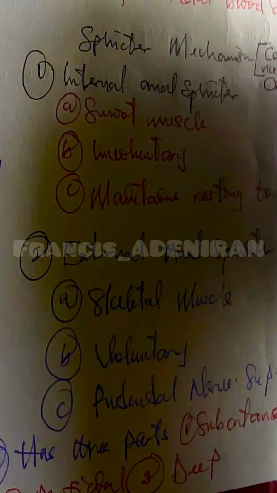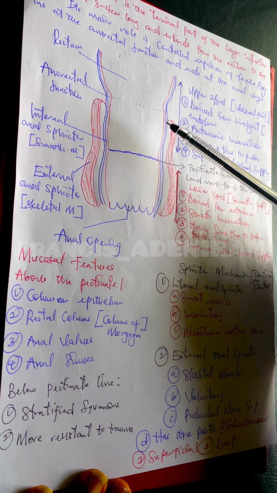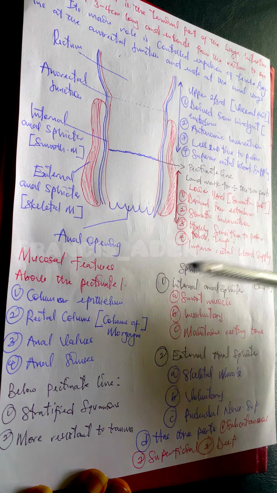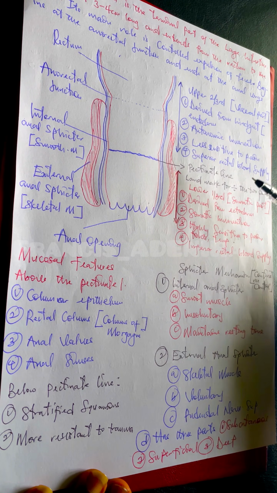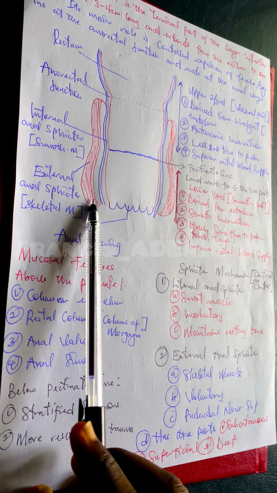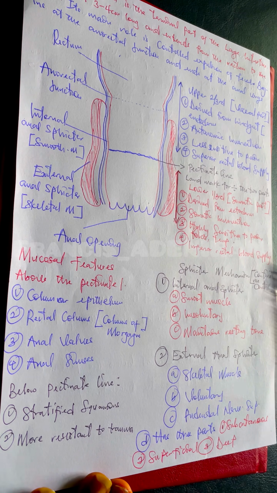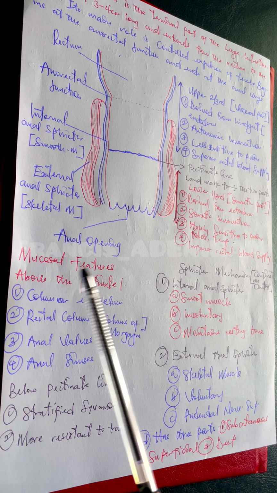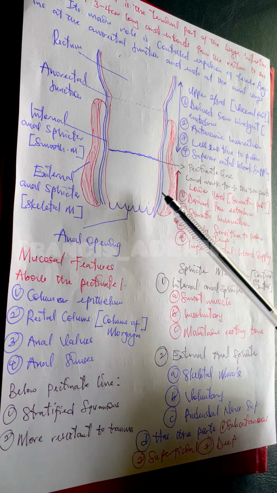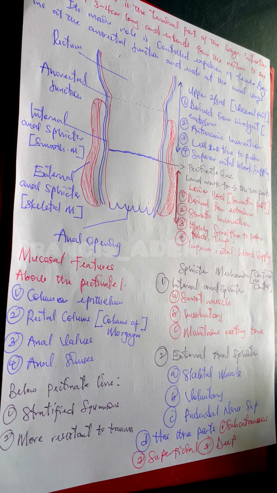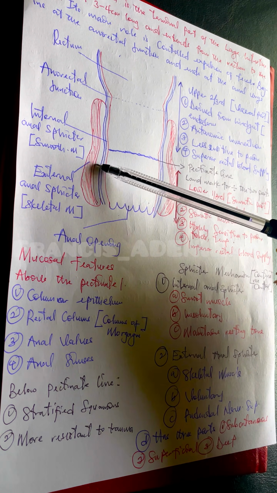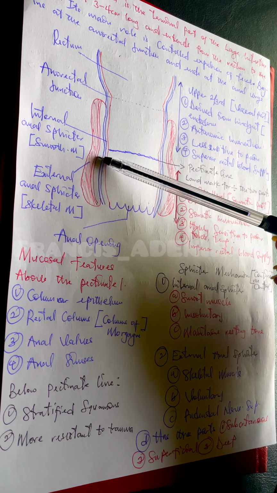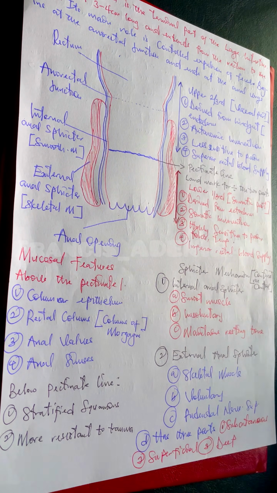So once again, we have two types of sphincter. We have the internal anal sphincter, which is smooth muscle, involuntary, and helps in maintaining the tone. Then we have the external anal sphincter here, composed of skeletal muscle, voluntary, that means it can be controlled by an individual, and supplied by the pudendal nerve, and has three different parts. The first part is the subcutaneous part, second part is the superficial part, and the third part is the deep part. So subcutaneous, superficial, then deep.